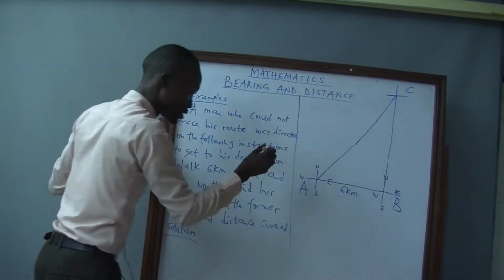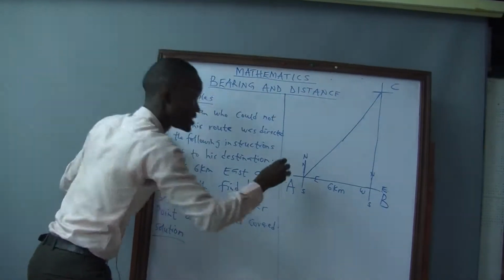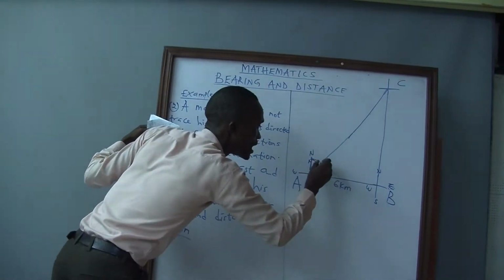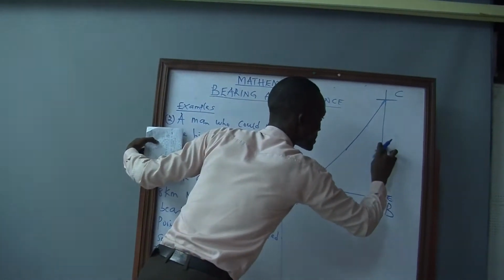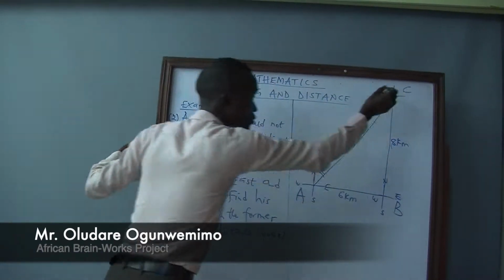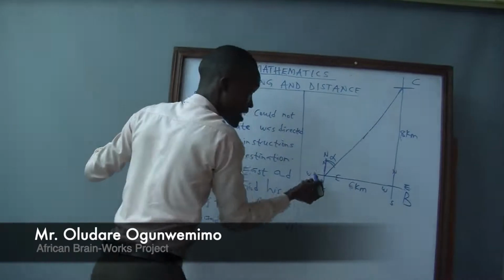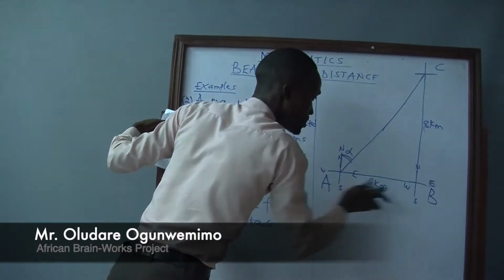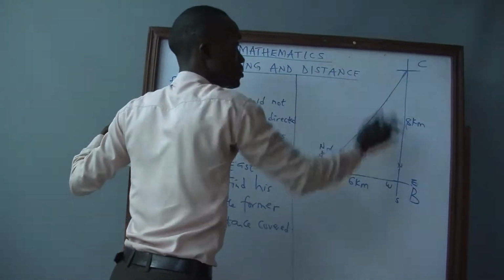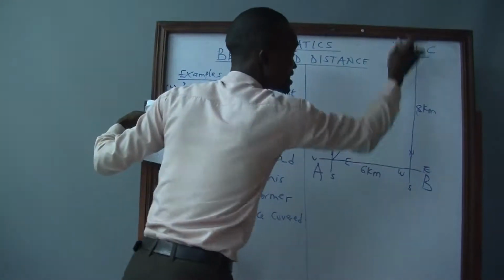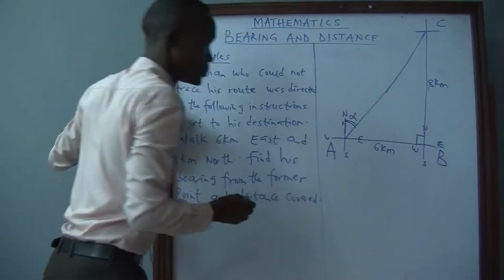Now the question is asking us that we should find, by taking that bearing from the North Pole, taking it clockwise, this angle. I will call it alpha. And also, this one, we are giving this one as 8 kilometers. And we should calculate the distance that the man covered to get to his destination. The man started from A, he moved 6 kilometers due east to B, and getting to B, the man moved again, covering another 8 kilometers to get to point C. So this one is a right angle.